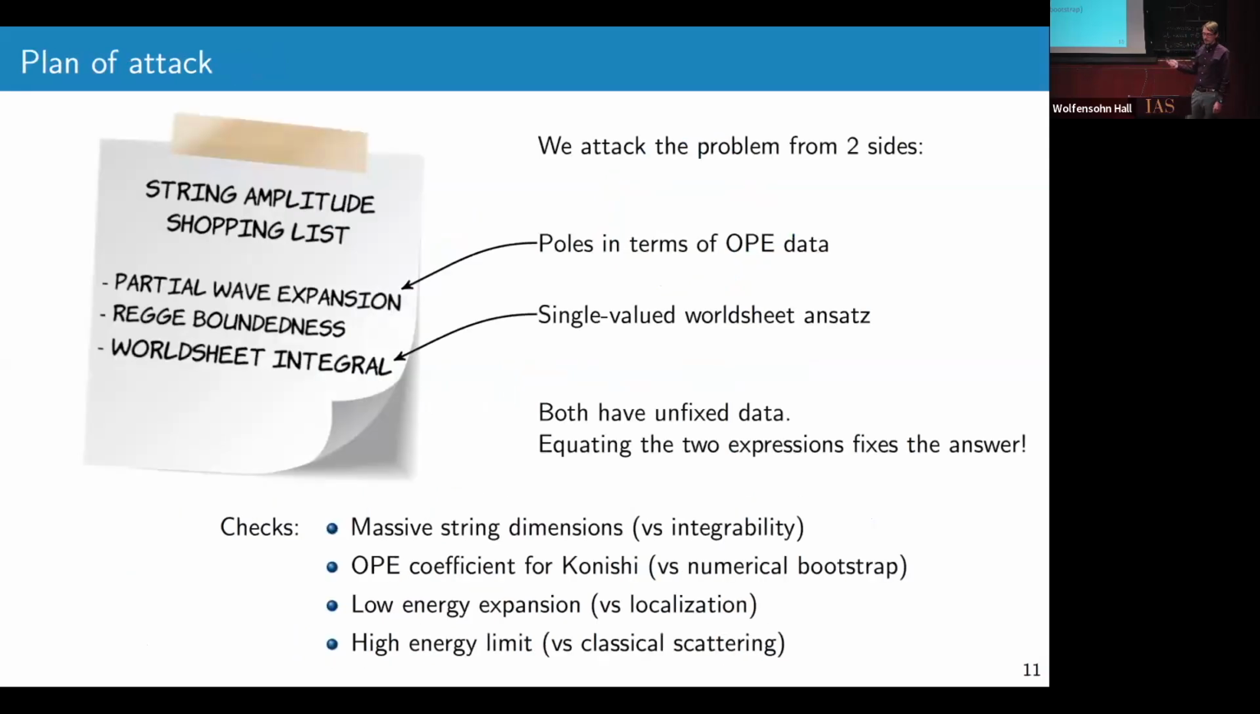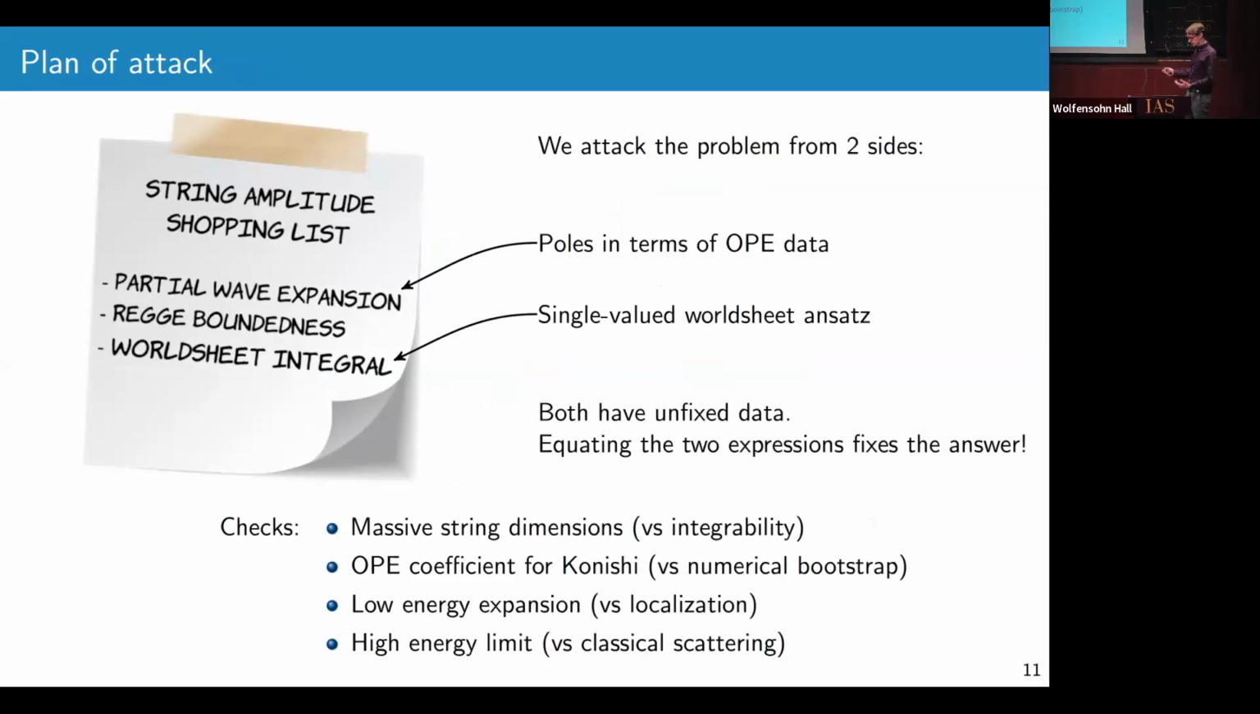Okay, so let's make a plan for how we can fix these curvature corrections. We attack the problem from two sides. First of all, we use the conformal partial wave expansion to fix the pole structure of the curvature corrections. This has unknown data in terms of the OPE data. On the other hand, we make a single-valued ansatz for the worldsheet integrand, which also has unknown coefficients. By equating the two expressions, we can fix the coefficients and get an answer.